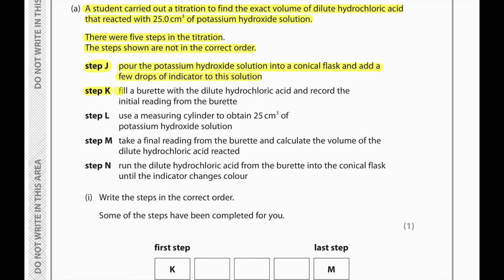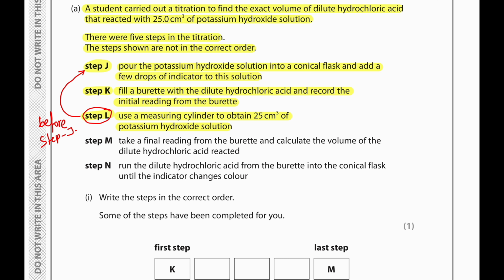Step K, fill a burette with the dilute hydrochloric acid and record the initial reading from the burette. Step L, use a measuring cylinder to obtain 25 cm³ of potassium hydroxide solution. So just by looking at it, we can see step L has to be done before step J.